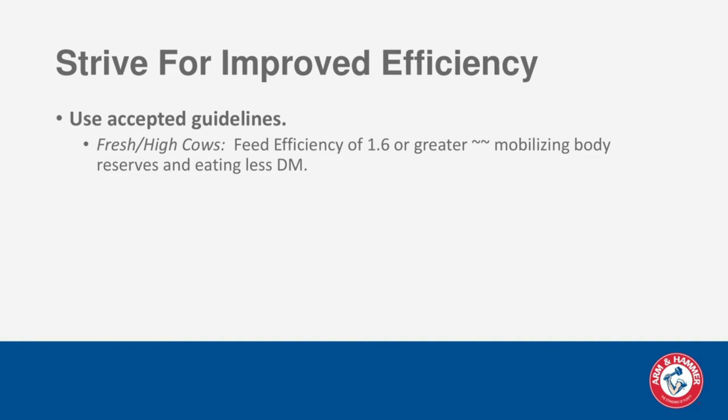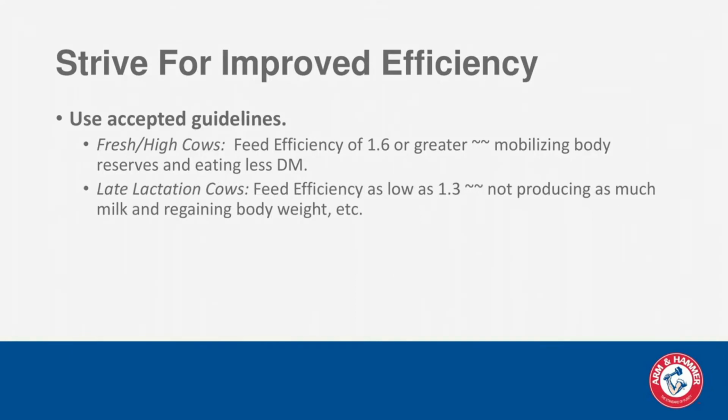The second grouping that we look at is late lactation cows. The feed efficiency number for them would be as low as 1.3. Those animals, they're not producing as much milk, and they tend to be regaining body weight. So their number is going to be lower than a fresh or a high cow. And again, these are just general guidelines as we move through to try to give you an idea of what the targets should be.